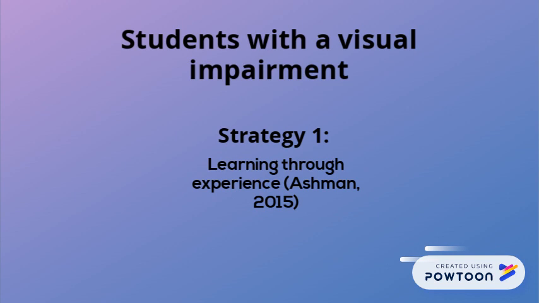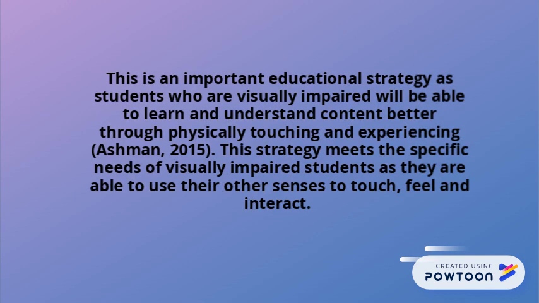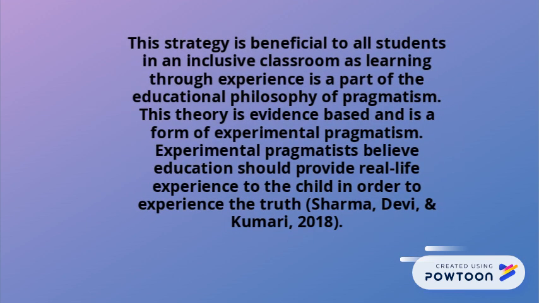Students with a visual impairment. Strategy 1. Learning through experience. This is an important educational strategy, as students who are visually impaired will be able to learn and understand content better through physically touching and experiencing. This strategy meets the specific needs of visually impaired students, as they are able to use their other senses to touch, feel, and interact.